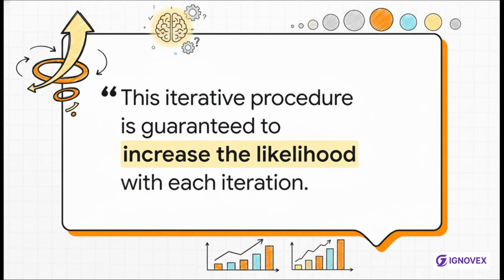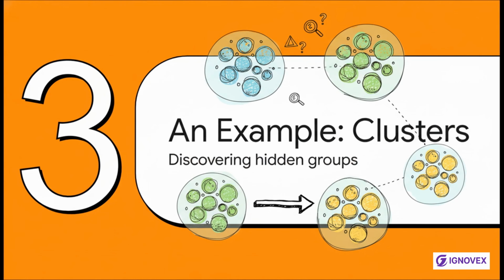And this right here is the magic of the EM algorithm. It's not just guessing blindly. This two-step cycle is mathematically guaranteed to get better with every single loop. The likelihood that its model is right just keeps climbing, iteration by iteration, until it settles on a great solution. Okay, enough theory. Let's make this real. We're going to watch the algorithm in action as it tries to discover hidden groups in a classic example using something called Gaussian mixture models. In this case, the missing data is simply which group each point belongs to.